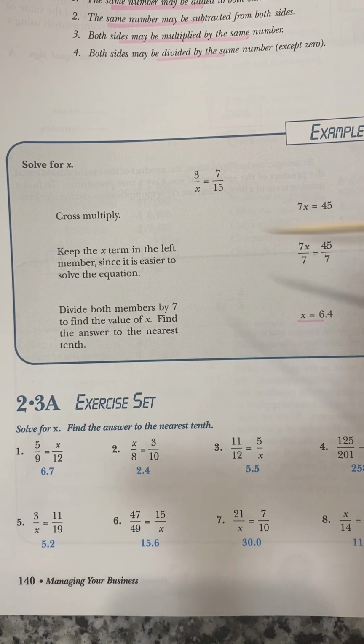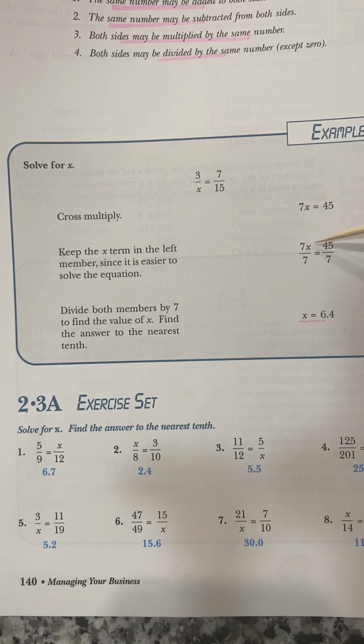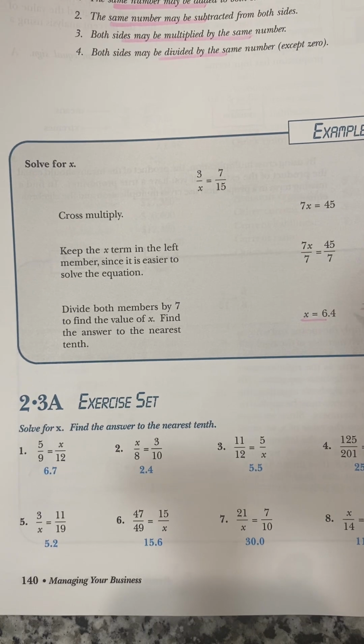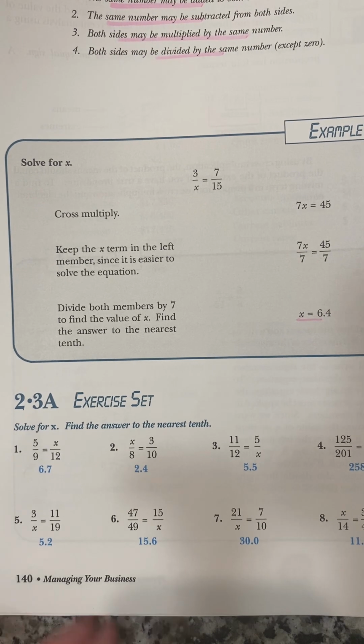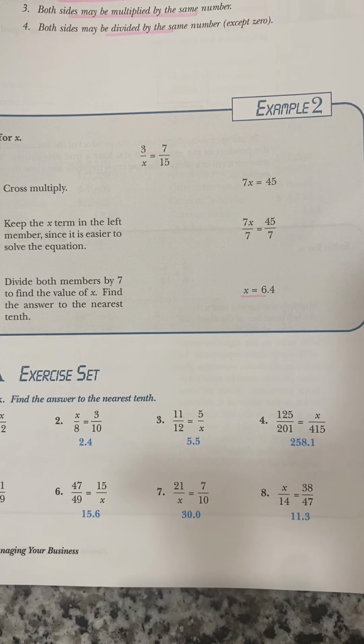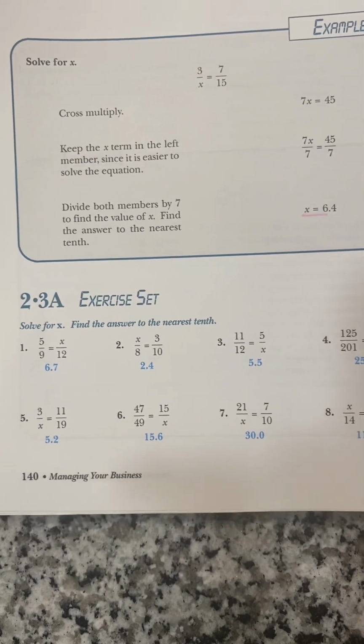So now we're just going to divide. We're going to get rid of that 7 to find x. We're going to divide the 7 out, cross out that 7. And so we'll have 45 divided by 7. So x is going to equal 6.4. You can do it on your calculator if you want, 6.4. So this is just cross multiplication. So far, it's been pretty easy dealing with percent, because you should know most of the stuff that we've been dealing with.